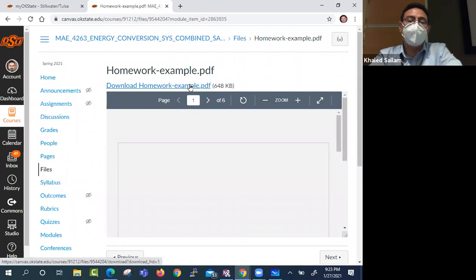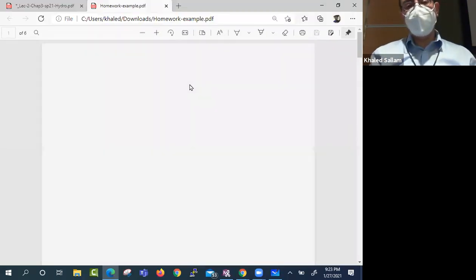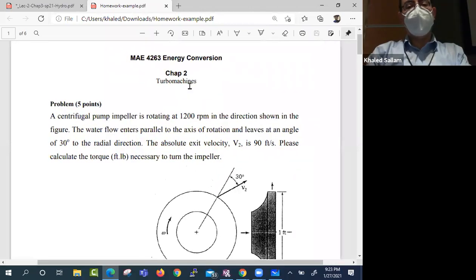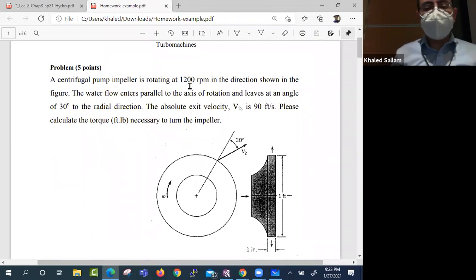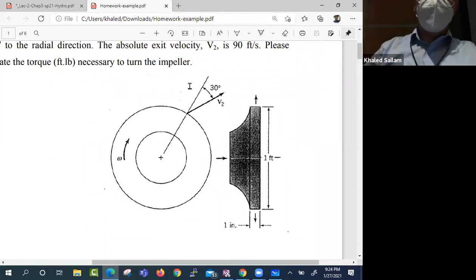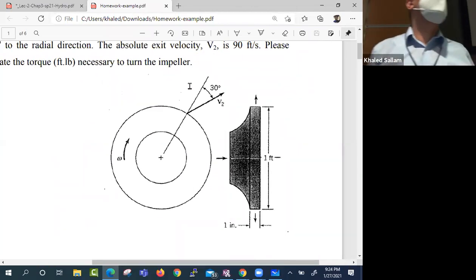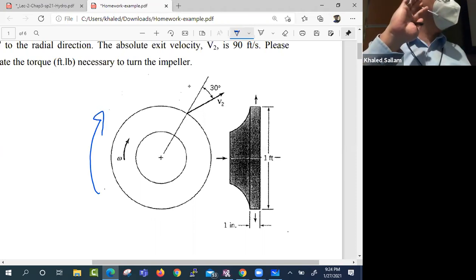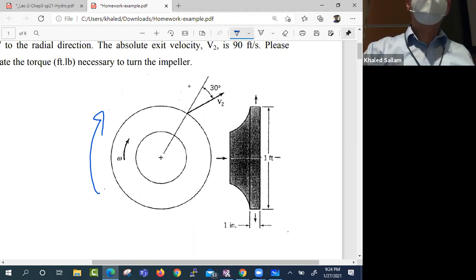But I'm just going to show you the format that I would like you to solve the problem with. So here is the problem. Okay, so it's a pump. How could I tell it's a pump? Just by this drawing, without even reading. Looking at this, you can tell this is a pump, not a turbine. Why? Look at the rotational direction. The rotor is rotating clockwise.